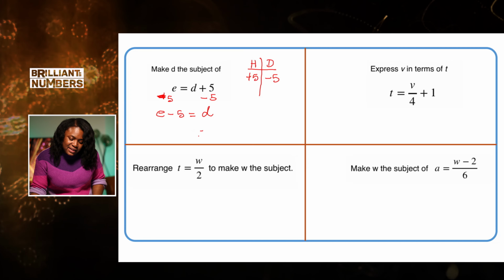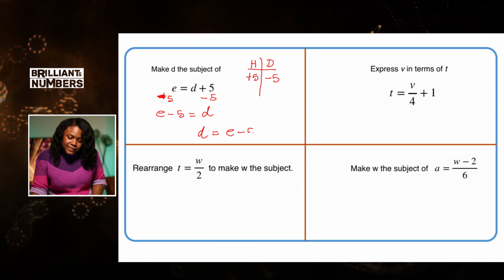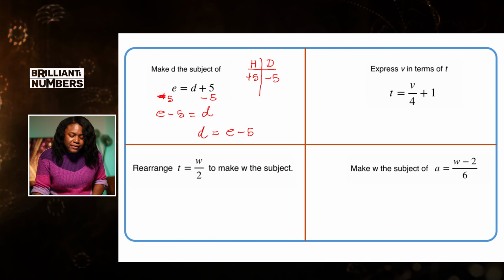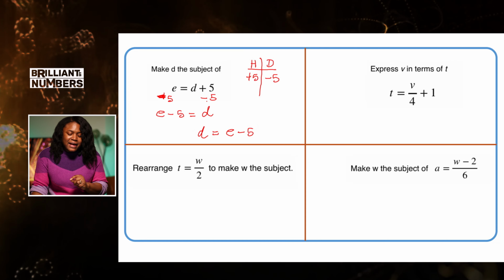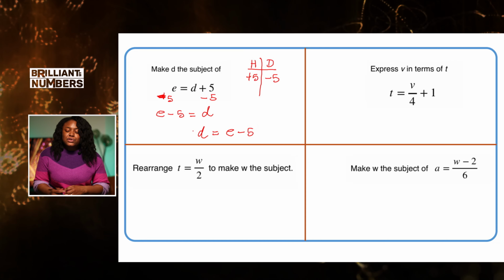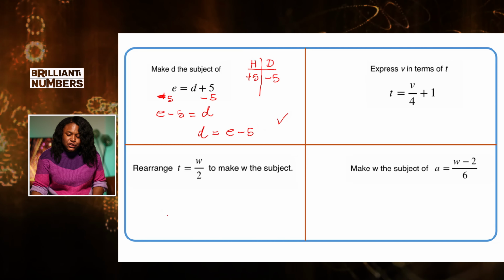So I'm just going to rewrite this, that D then is equal to E minus 5, and I check that I've done the inverse. So I had a plus 5. To remove that, it's going to be the inverse, which is minus 5 on both sides. So E minus 5 will be equal to D. So we take that off, we go to our next question.